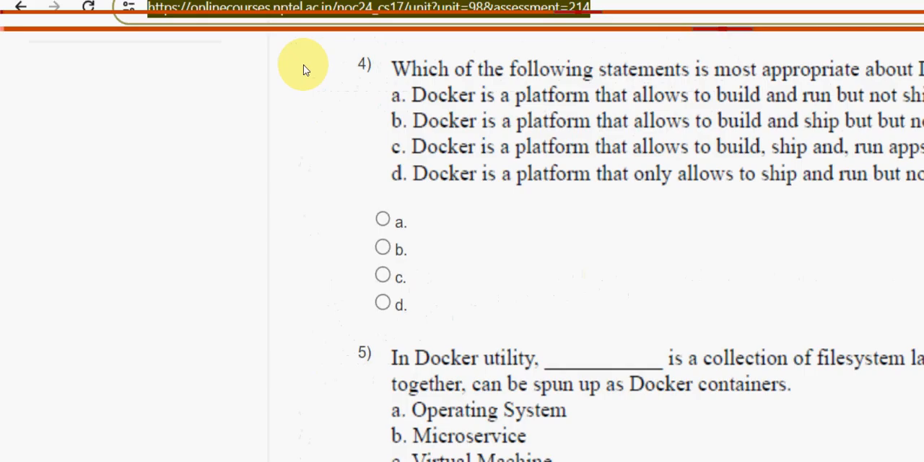So for the fourth question, the answer is option C, guys. Docker is a platform that allows you to build, ship and run apps. So mark option C as the correct answer for the fourth question.